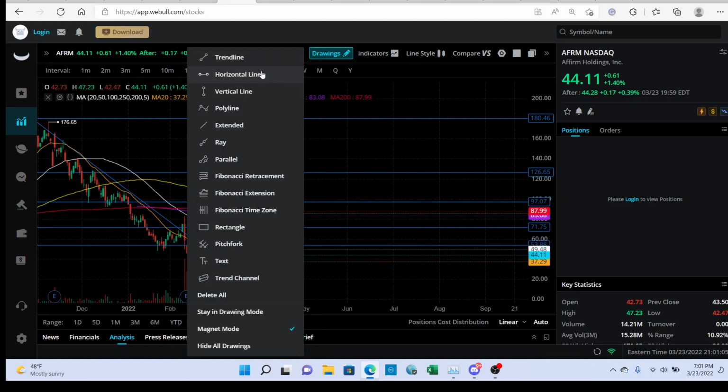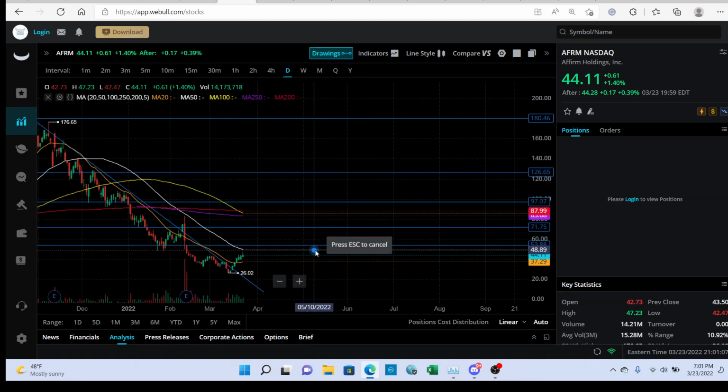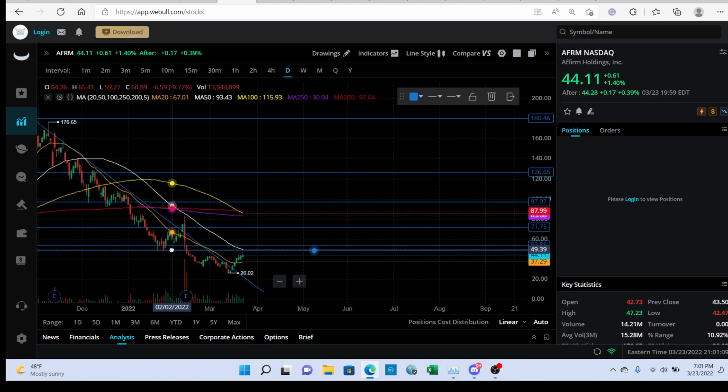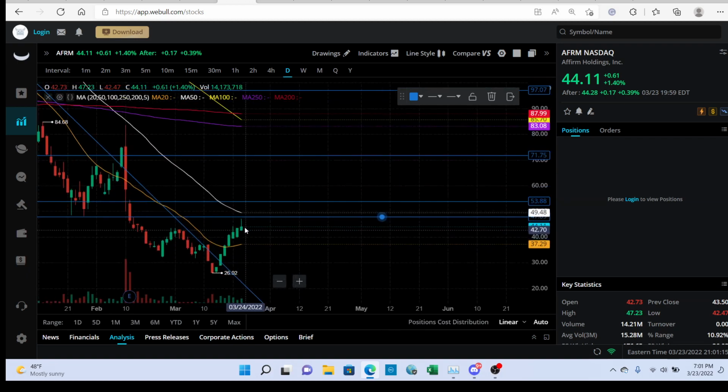Even here, there could be resistance. We actually met this resistance right here, which were these two wicks. And that's actually where we rejected here today.